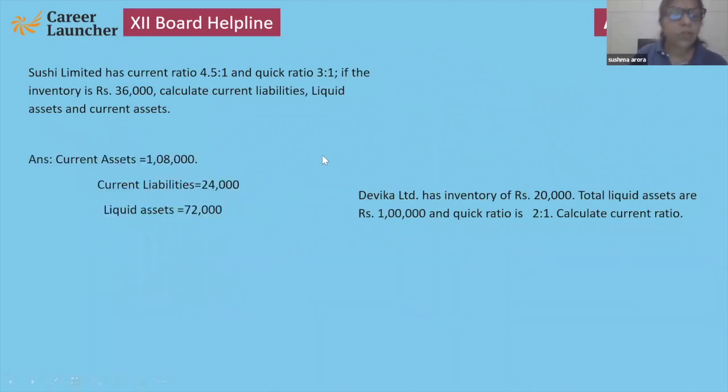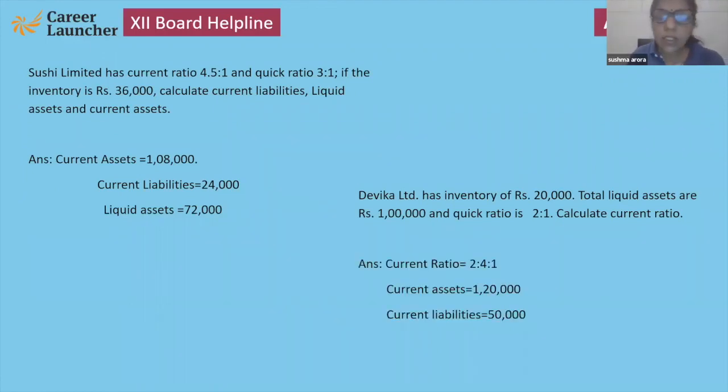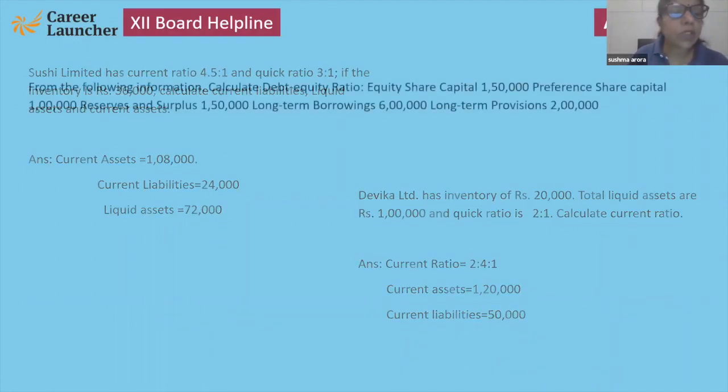So here I'm going to show you the answer. Current asset 1,08,000, current liabilities 24,000. And see this one, just now we discussed it. Current ratio 2.4:1. Next question.